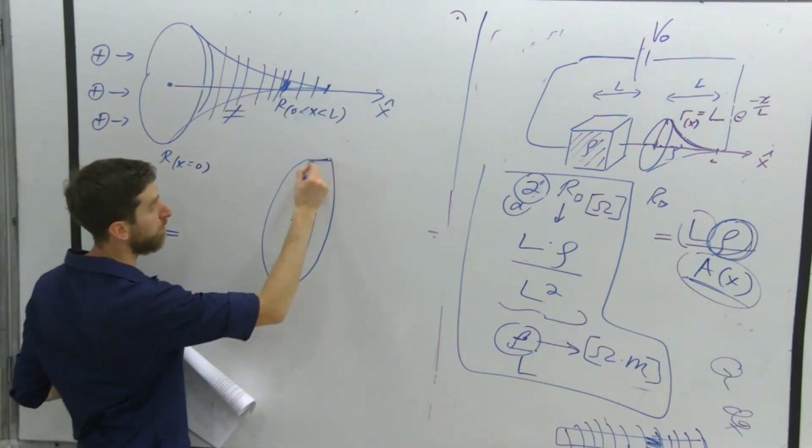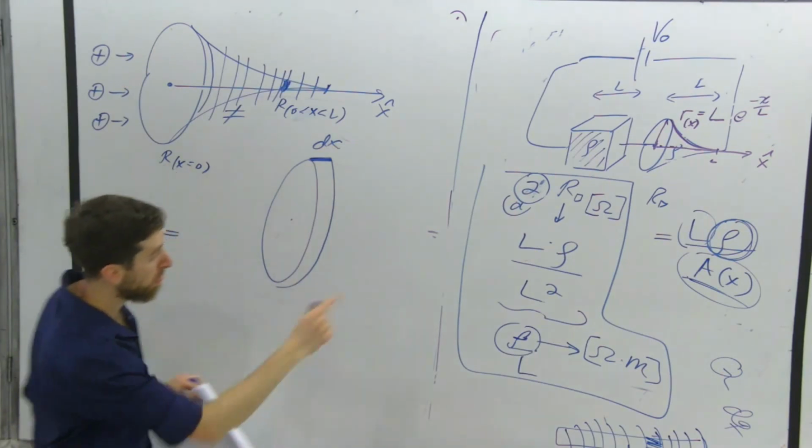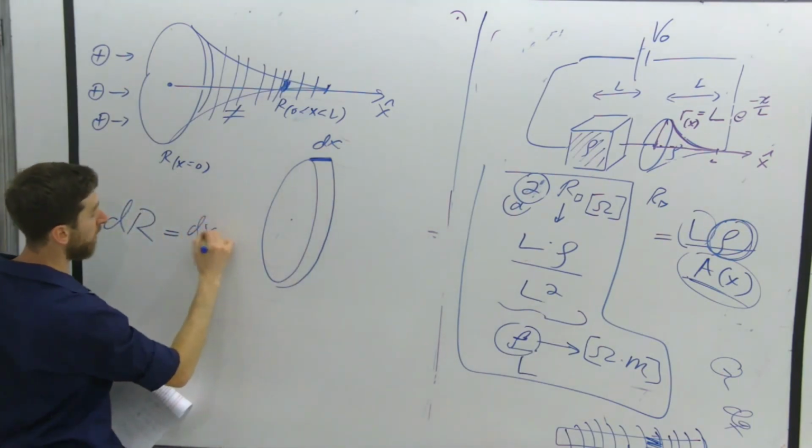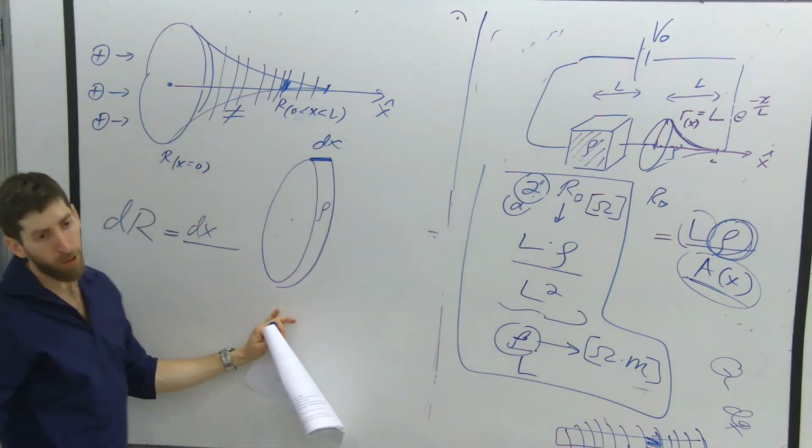So what is the length of the coin? Dx. Exactly, it's dx, okay? So I look at the form, I said, I know you are dx. What is the material property of this coin? All the coins are the same.